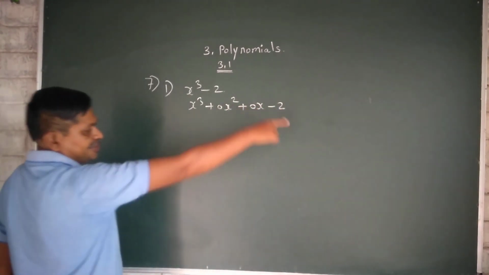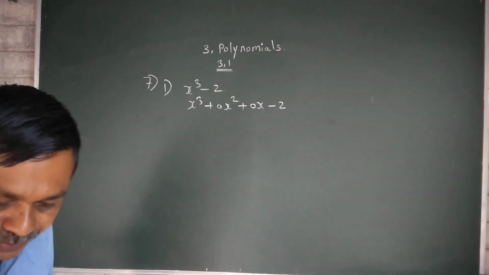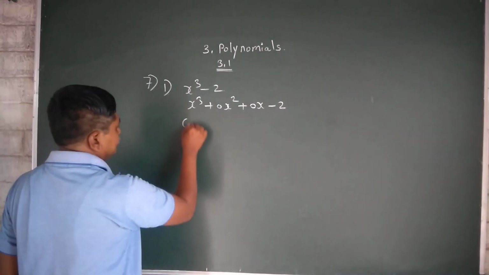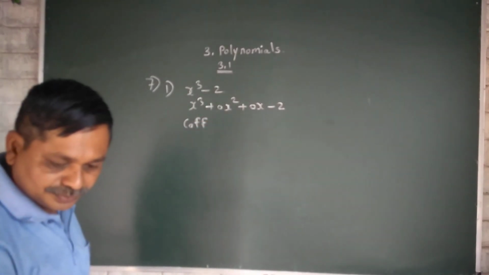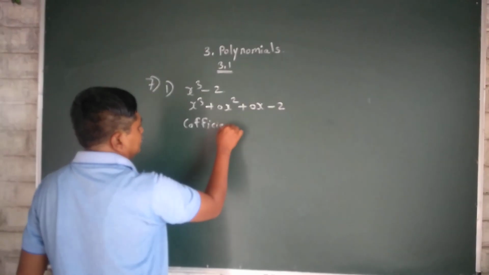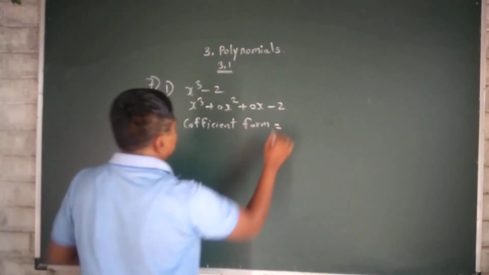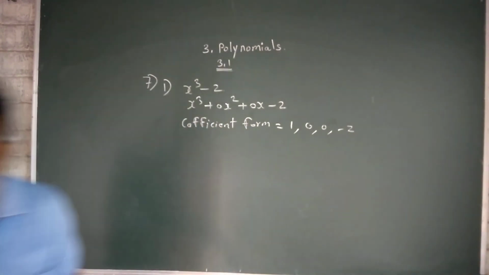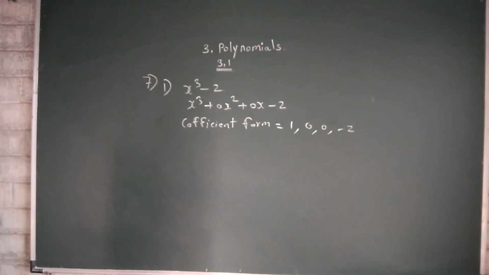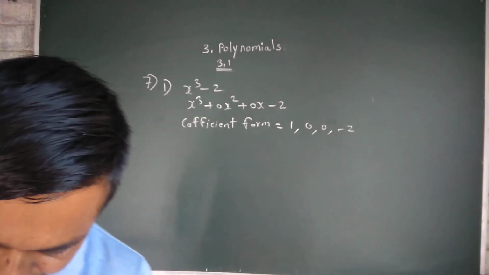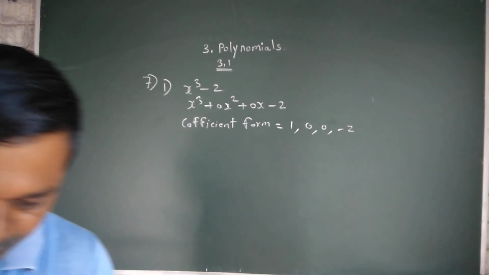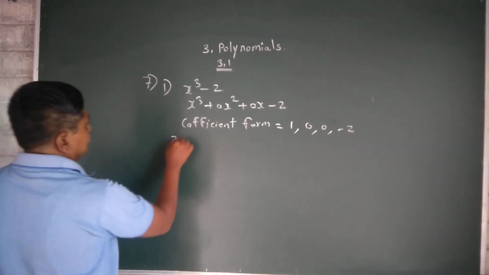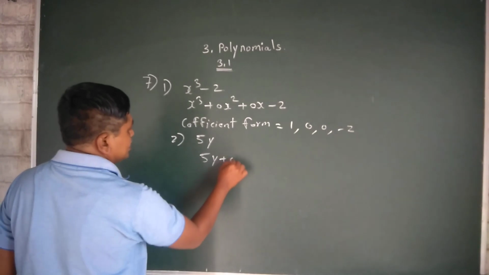0, 1, 2, 3. Now what we have to write? Coefficient form. 1, 0, 0, minus 2. Second, 5y. 5y plus 0.